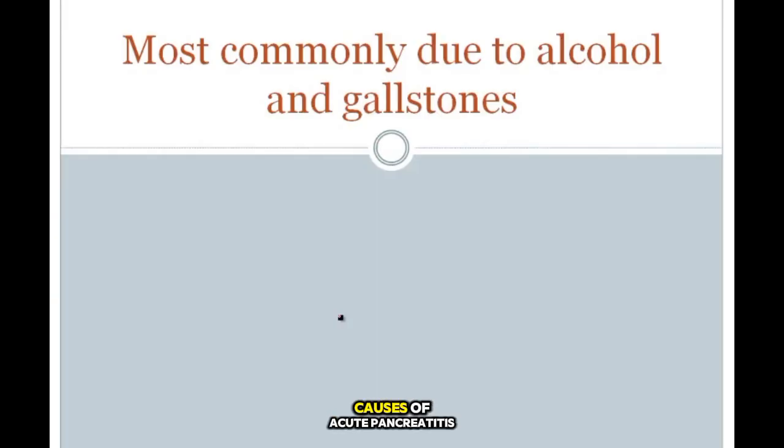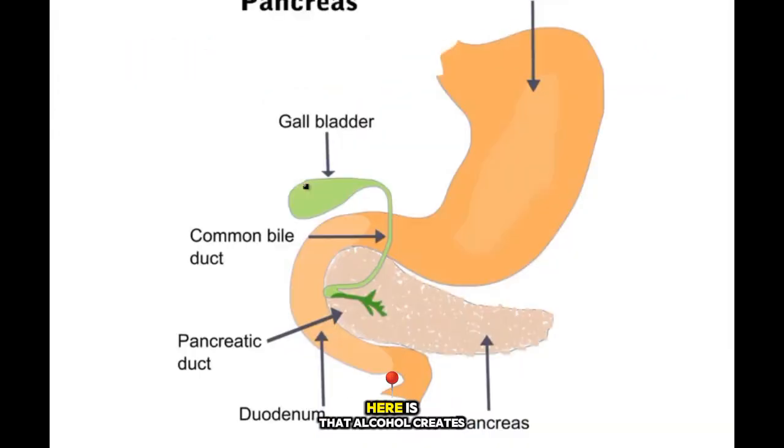The two most common causes of acute pancreatitis are alcohol and gallstones. The idea here is that alcohol creates contraction at the sphincter of Oddi at the ampulla that enters into the duodenum. Now recall that the pancreatic enzymes drain via the pancreatic duct, eventually entering the ampulla and then going into the duodenum. If there's contraction of the sphincter of Oddi here, this would decrease the drainage of the pancreas, increasing the risk of premature activation of the enzymes.